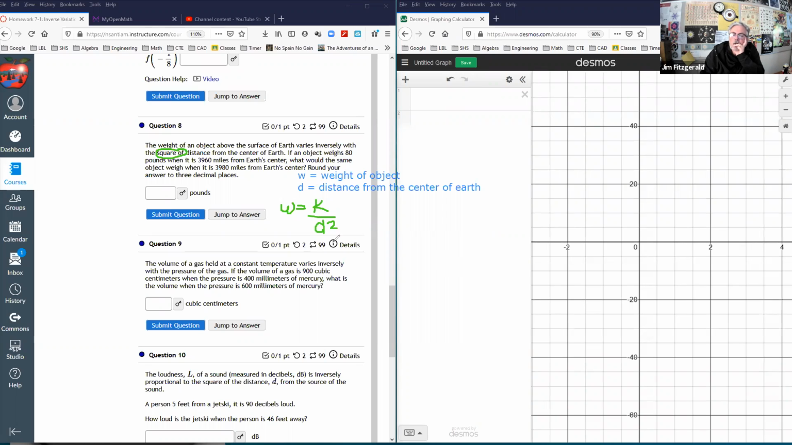Okay, so I know that that's the relationship. And then they give me some values there. They tell me that when the weight's 80, they're 3,960 miles from the Earth's center. And then they ask you about a different weight. So you're going to calculate what k is and then answer the rest of the question.